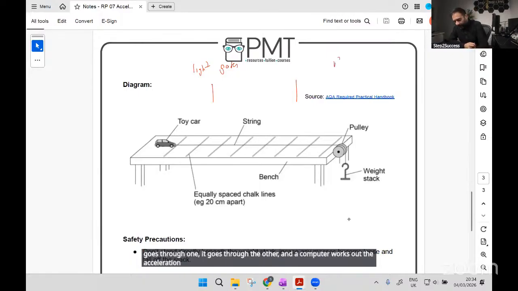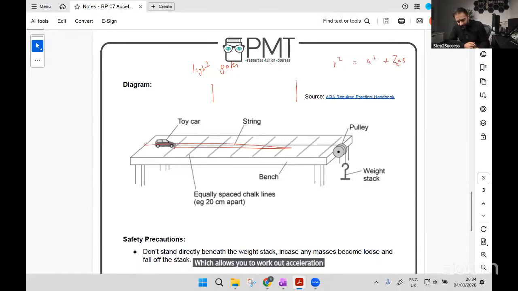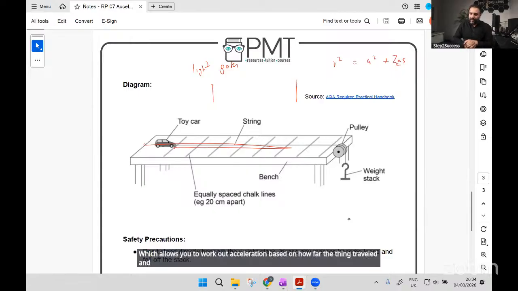Or there is a formula, v squared equals u squared plus 2as, which allows you to work out acceleration based on how far the thing traveled and how fast it was going. There's a few different ways to do it, so that's not the important part, though.